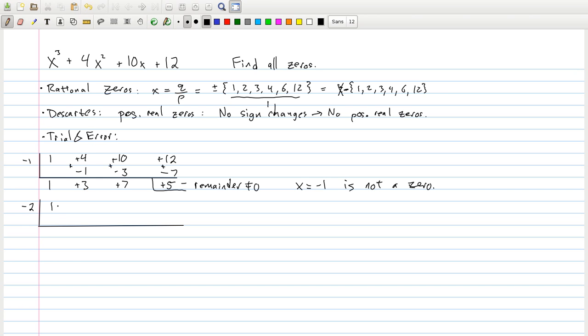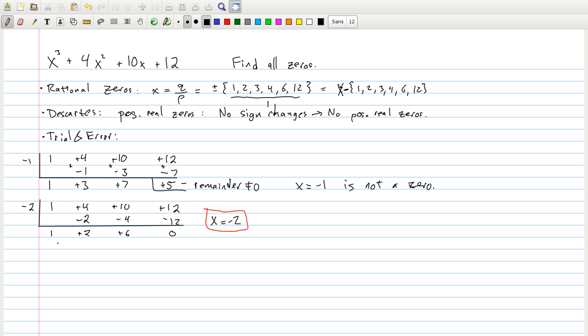And again, we write in the coefficients of the original polynomial and then go through the process. We carry down the leading coefficient and then multiply. -2 times 1 is -2. Adding these together, we have a +2. We then multiply. -2 times 2 is -4. Adding these together, we have +6. We then multiply. -2 times 6 is -12. Adding these together gives us a remainder of 0. That's good. This says that x equals -2 is one of our zeros.